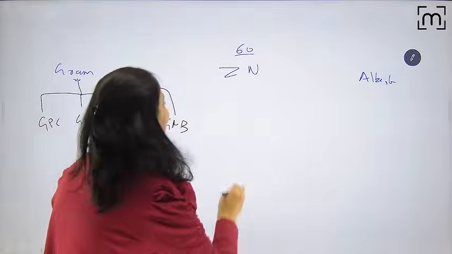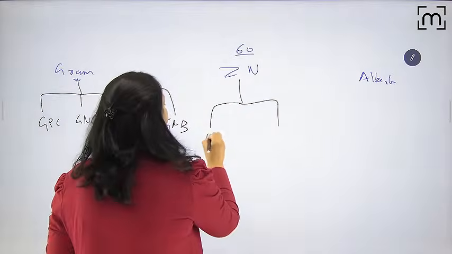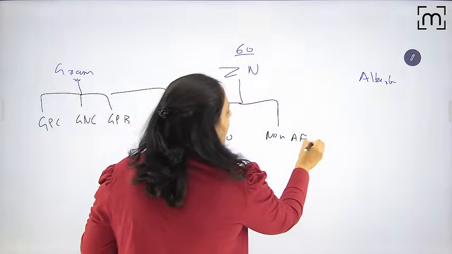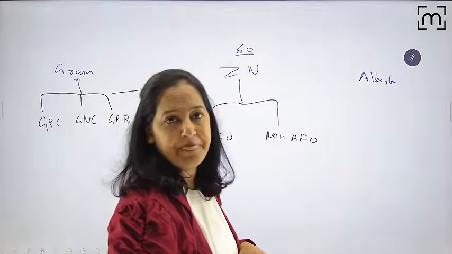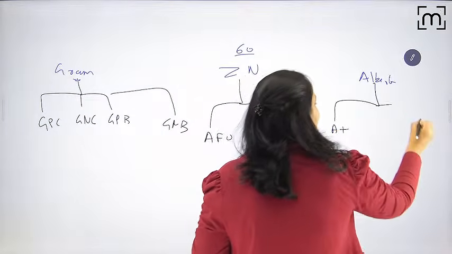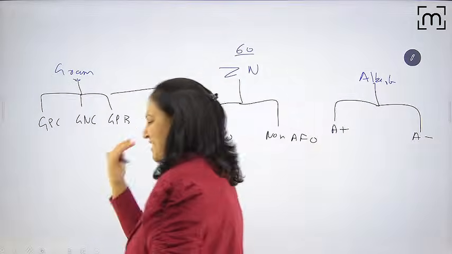That's why 4. Here we have only 2 categories. What are the 2 categories, people? AFO and non-AFO. Acid fast organism, non-acid fast organism. Albert. Tell me Albert. Albert positive, Albert negative. Enumerate, people. Enumeration is important.